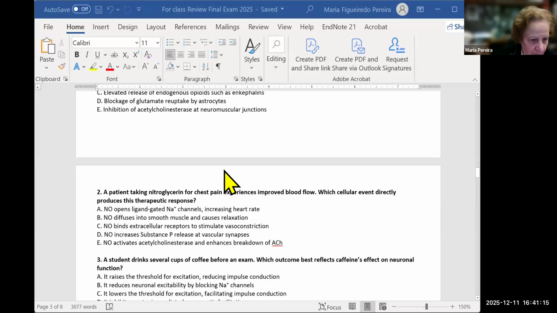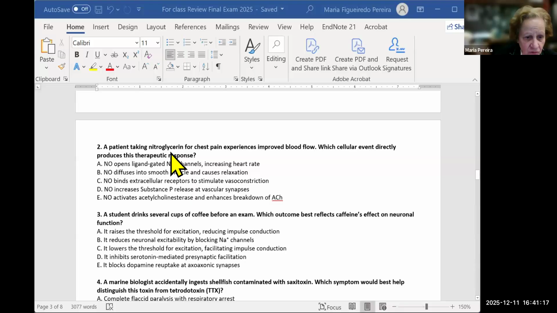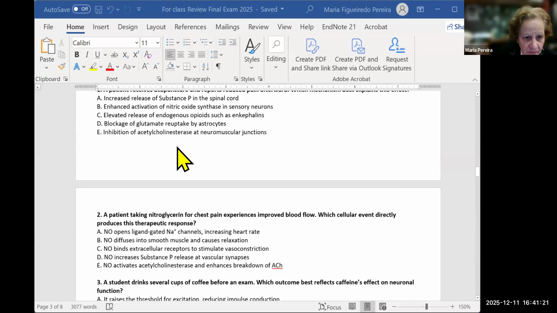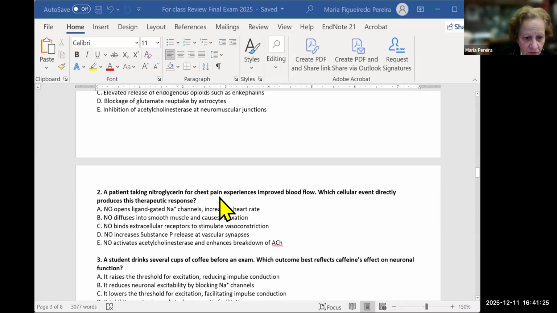Two. A patient taking nitroglycerin. Remember nitroglycerin, what does it do? It produces nitric oxide. For chest pain, experiences improved blood flow. I just said nitric oxide is a vasodilator. Which cellular event directly produces this therapeutic response?